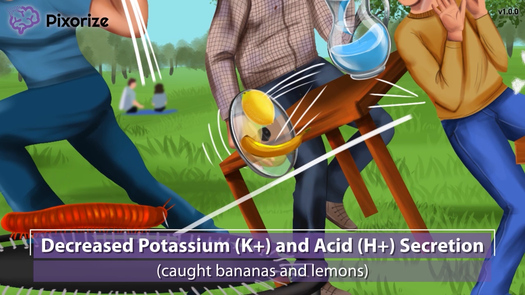Putting this together, the bananas and lemons that had been caught or prevented from falling should help you remember that ENaC blockers prevent the secretion of potassium and hydrogen ions into the urine filtrate.